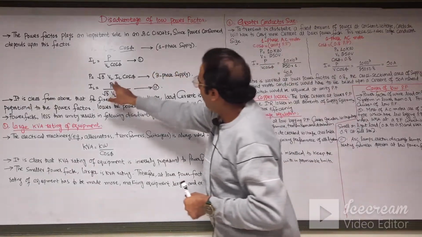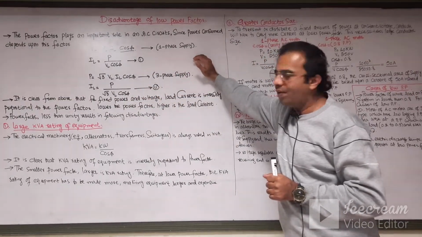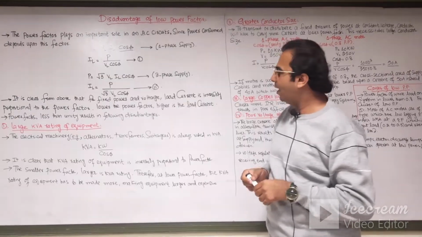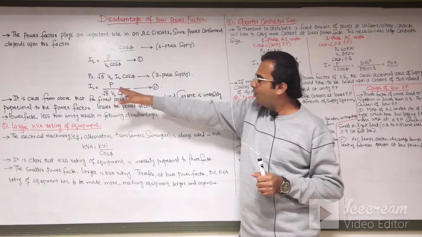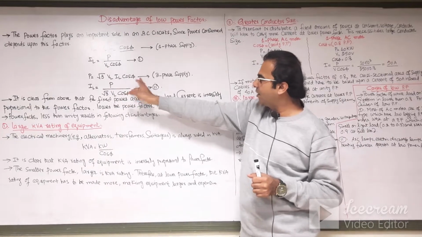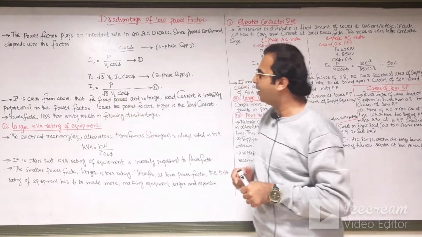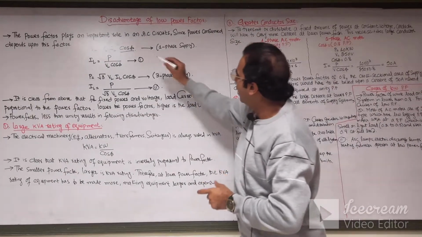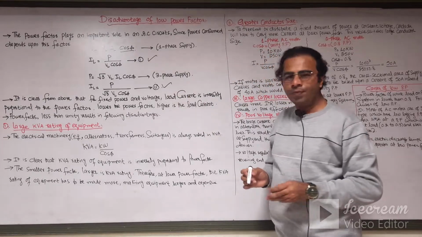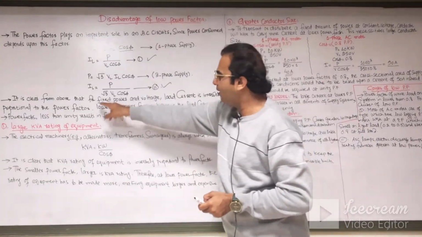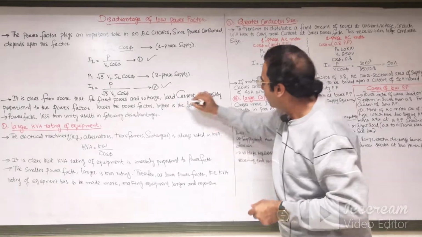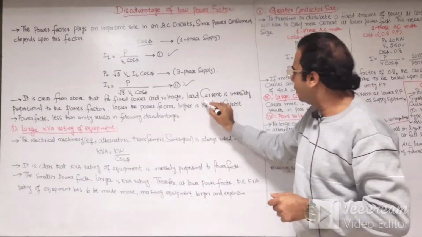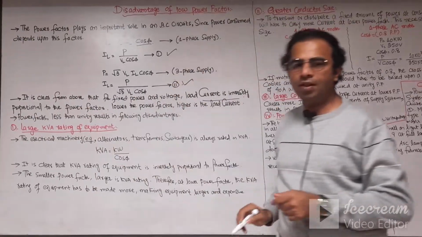The formula for calculating the power in a 3-phase supply is root 3 VI cosine of phi. And from here, if we find the current in a 3-phase supply, it will be the power divided by root 3 V cosine of phi. So it is clear from expression number 1 and expression number 2 that at the fixed power and the fixed voltage, the load current has an inverse relationship with the power factor.